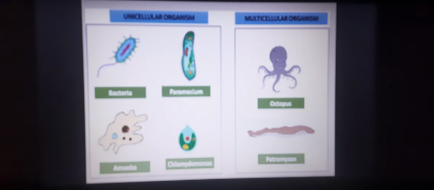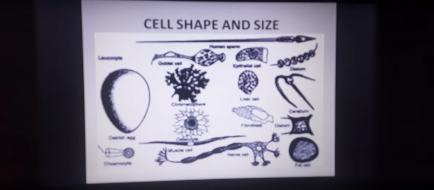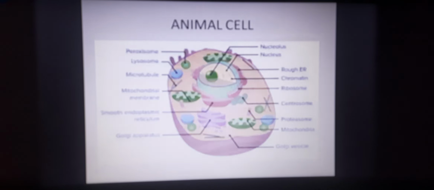Here you see the diagram: bacteria, paramecium, amoeba, chlamydomonas. These are all unicellular organisms. Multicellular organisms I have shown: octopus, petromyzon. These are the shapes of the cells. The shape of cells may be oval, round, irregular, or elongated. These are the different types of cells with their shapes.